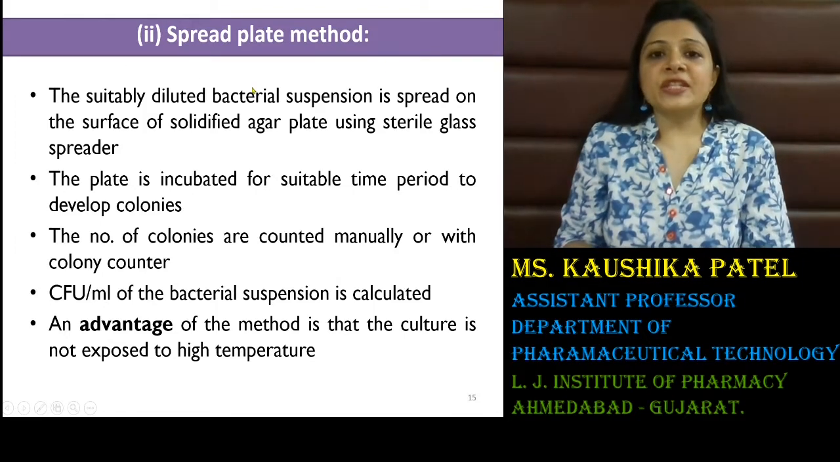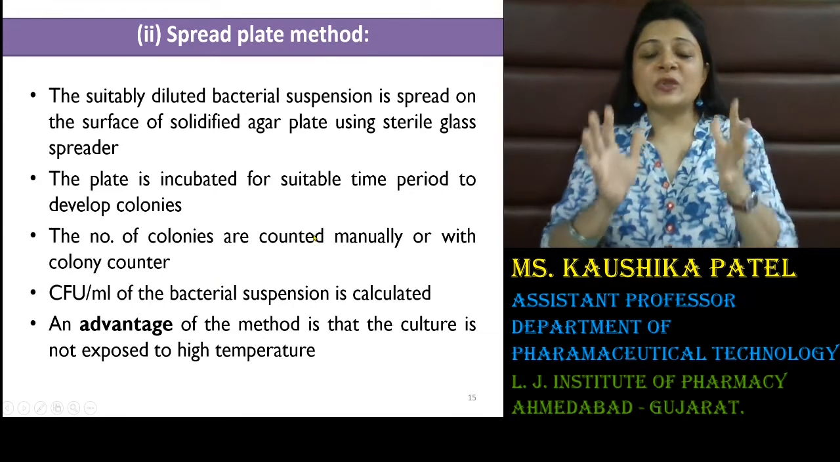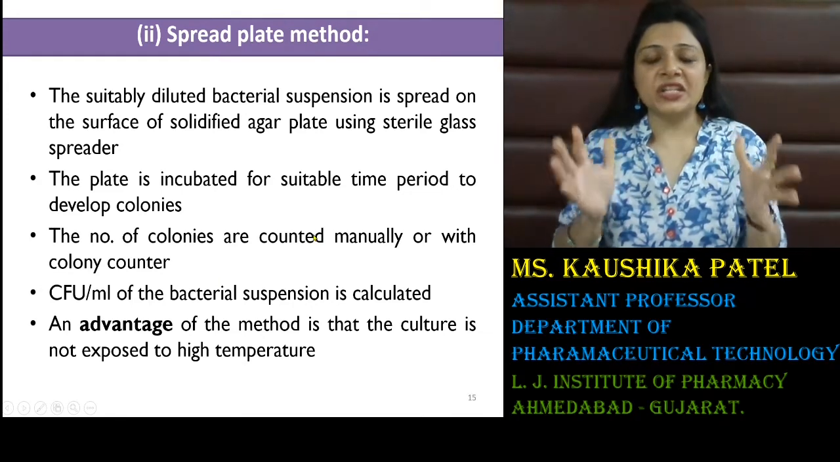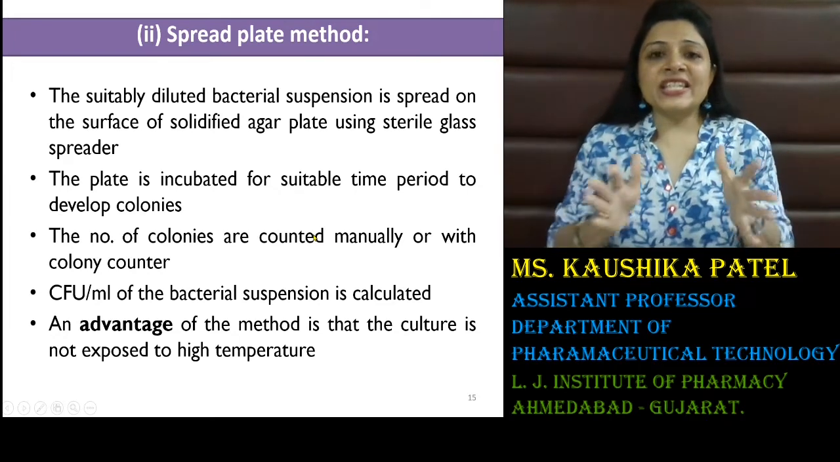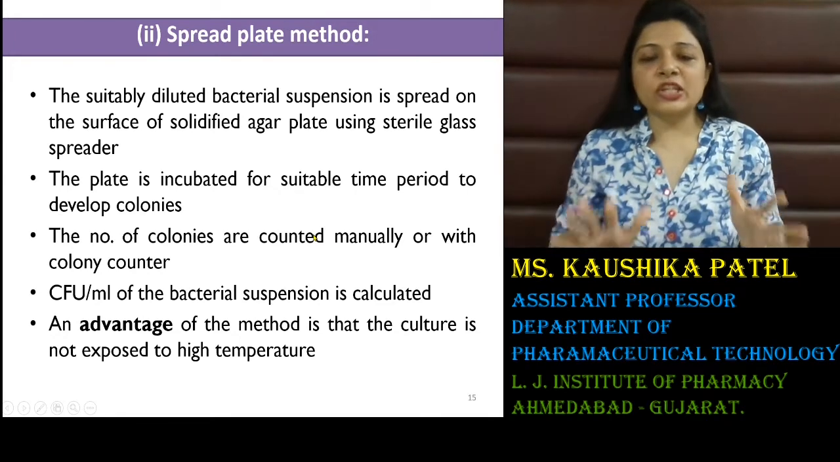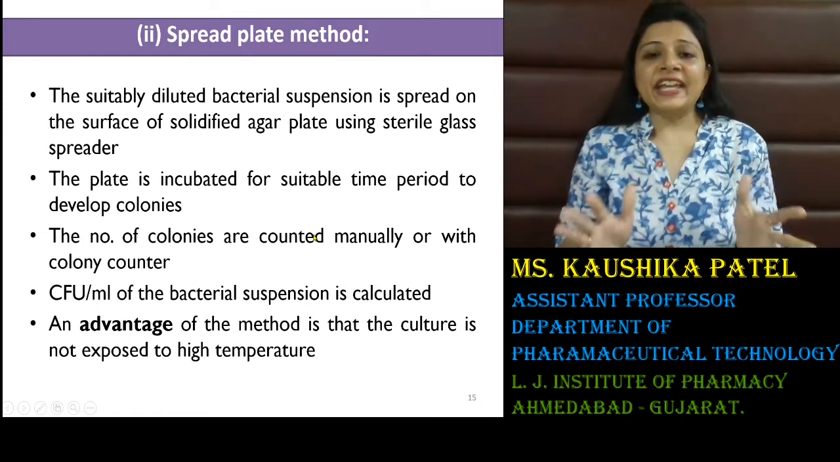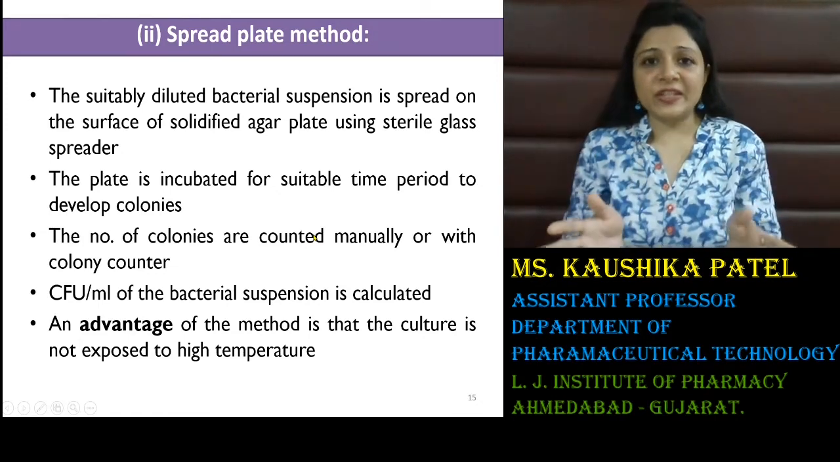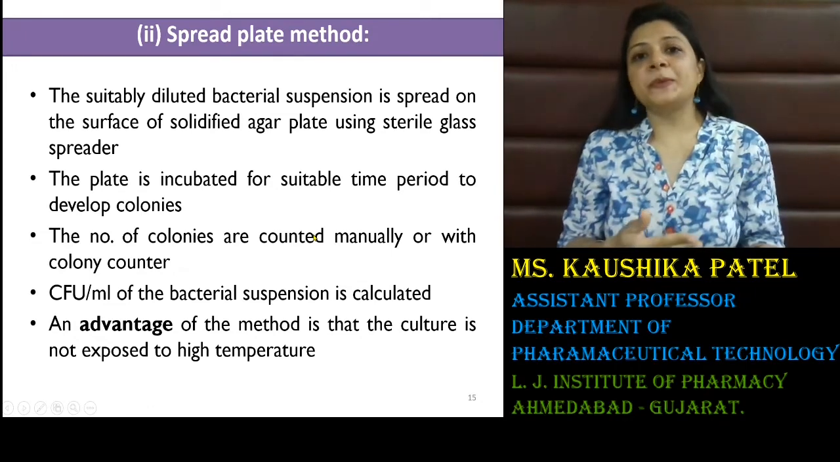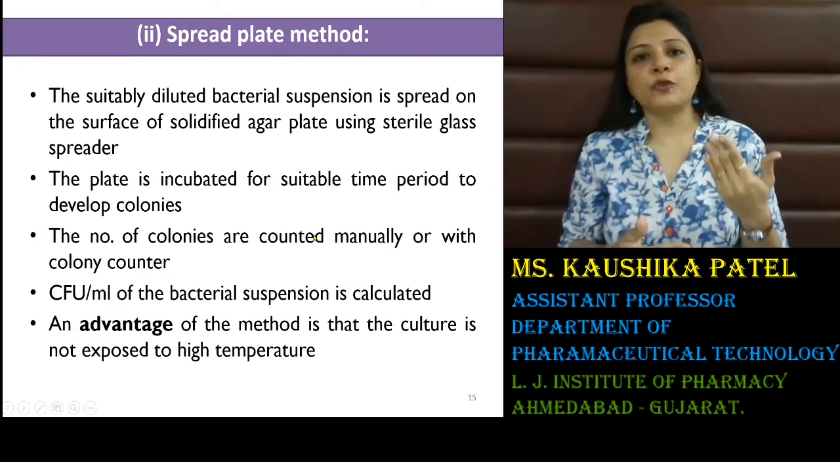Now, what is the difference? In spread plate method, you have to use directly solidified nutrient agar plate, which is sterilized. You have to inoculate the sample on the plate by spreading it using a spreader. And then you have to incubate it for 24 hours at 37 degrees Celsius. And after that period, you have to count the number of colonies.